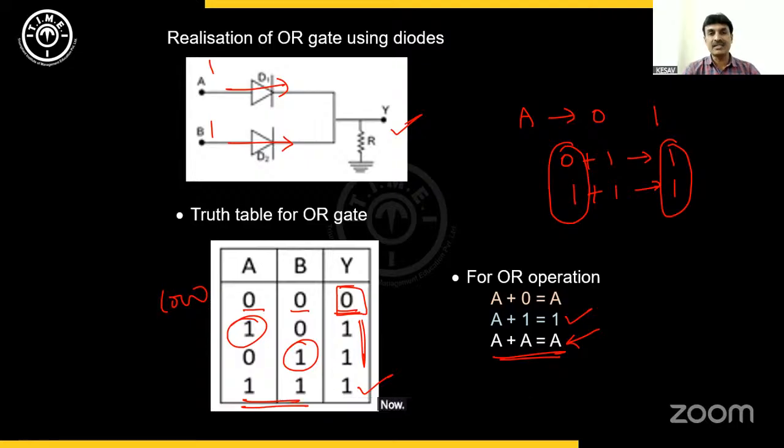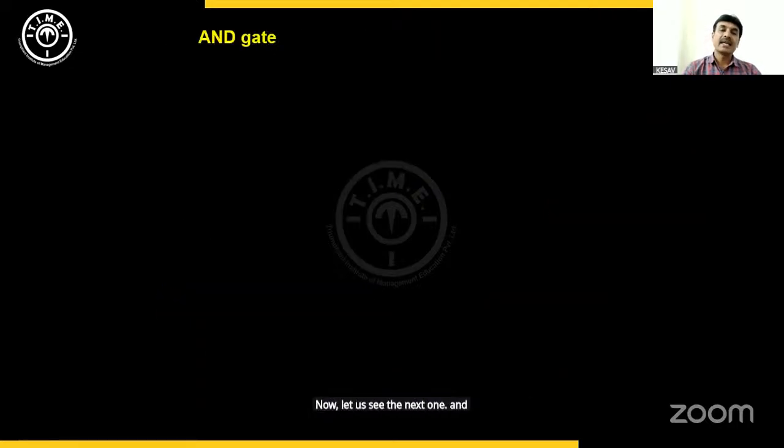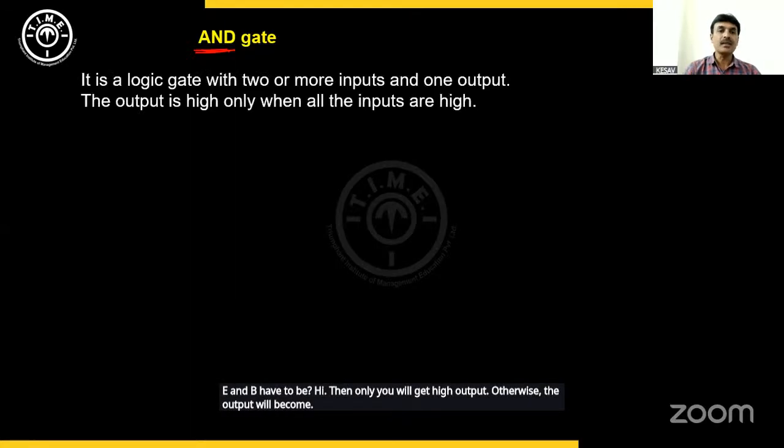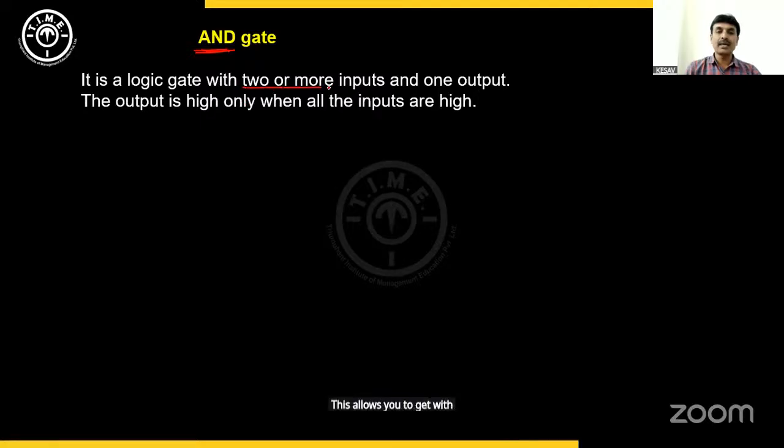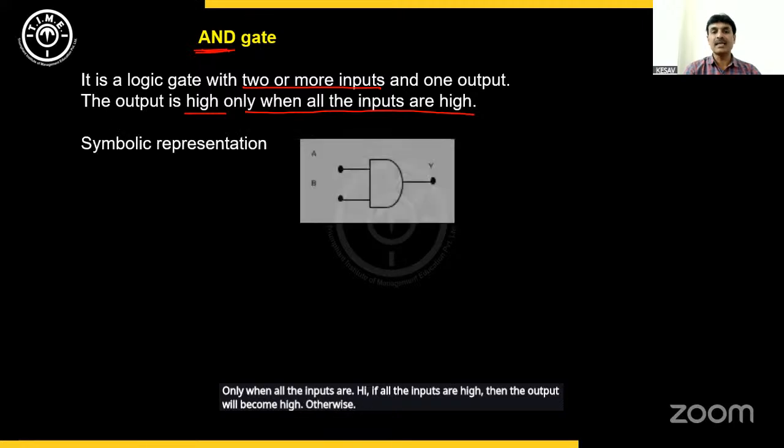Now let's see the next one, AND gate. Using the previous logic, what would be the AND gate? For high output, both A and B have to be high. Then only you will get high output. Otherwise, the output will become low. It is a logic gate with 2 or more inputs and only one output. The output is high only when all the inputs are high. If all the inputs are high, then the output will become high. Otherwise, it will remain low.